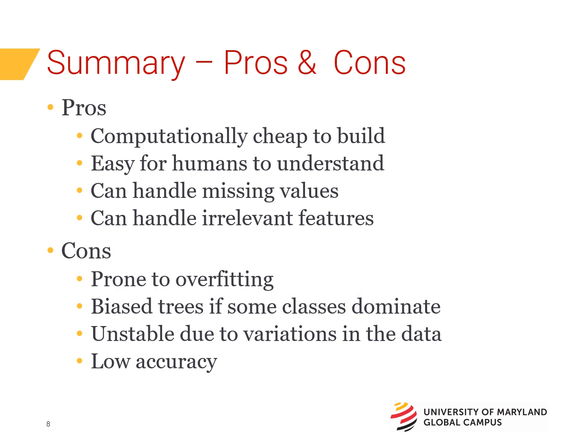In conclusion, decision trees offer a range of advantages, including computational efficiency, interpretability, and the ability to handle missing values and irrelevant features. However, they also present challenges such as overfitting, bias towards dominant classes, instability, and relatively low accuracy. To mitigate these limitations, techniques such as pruning, ensemble methods, and careful model selection and evaluation should be employed. By understanding the strengths and weaknesses of decision trees, data scientists can make informed decisions on when and how to leverage this powerful tool in their machine learning projects.